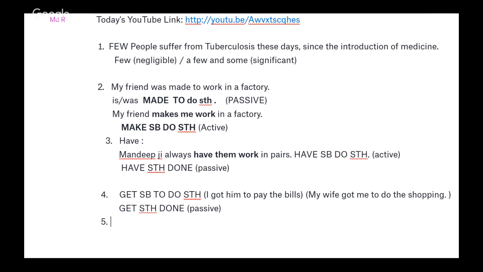Number 5 is help. So this is the last causative for today. So how many causatives did we learn here so far? 5. Now tell me help. Now if I write a sentence, tell me what do you think about this sentence? Let me ask this to Gurvinder. Gurvinder, tum batao mujhe.